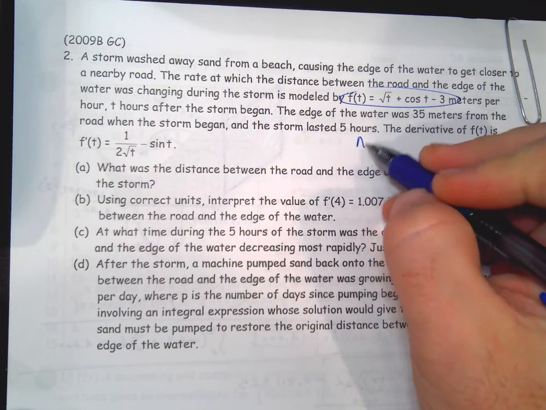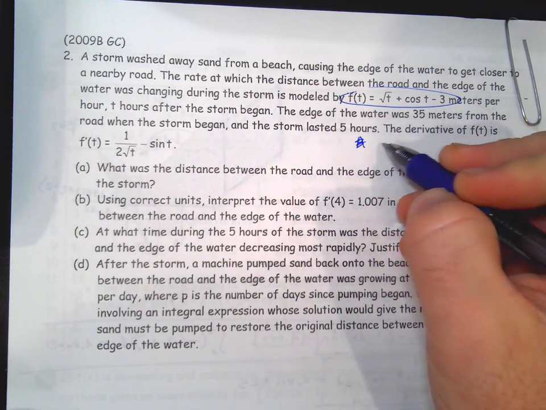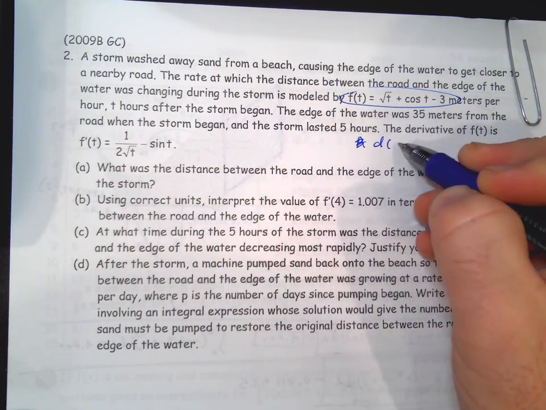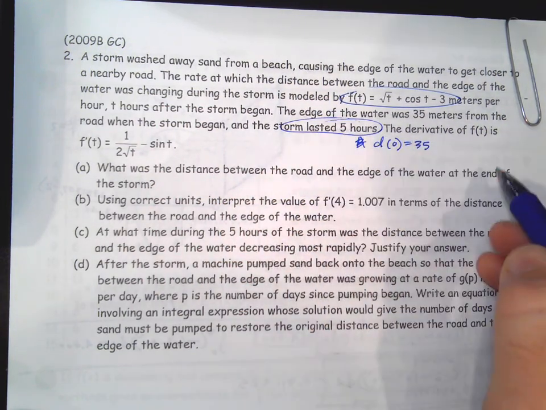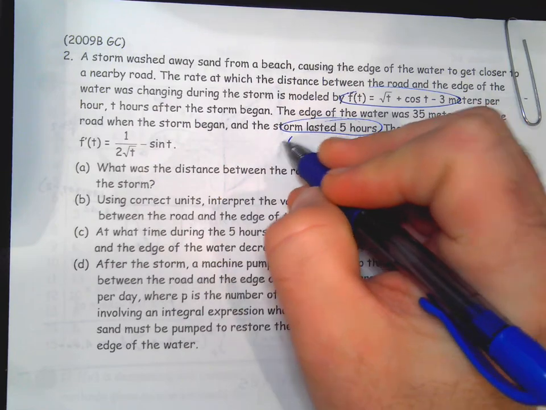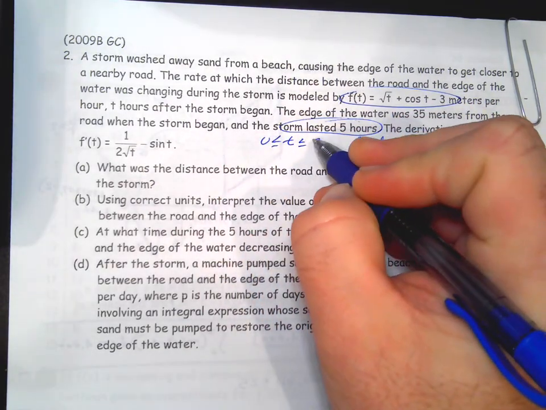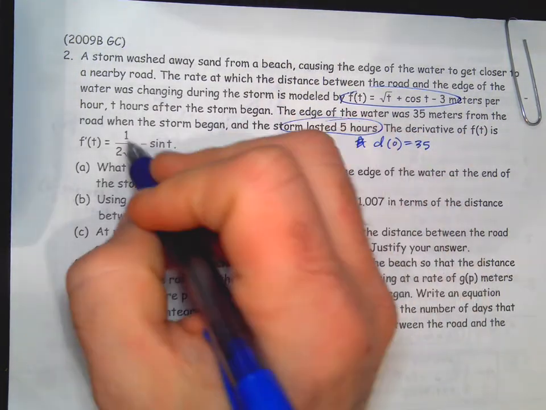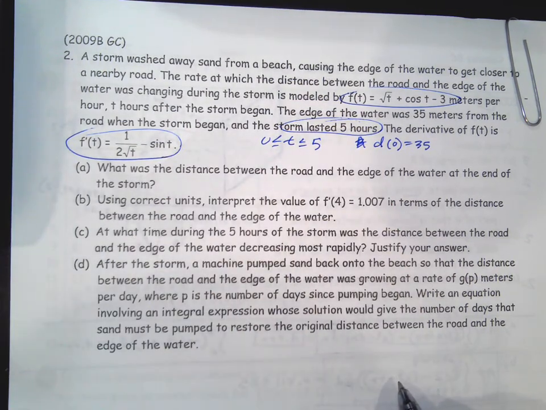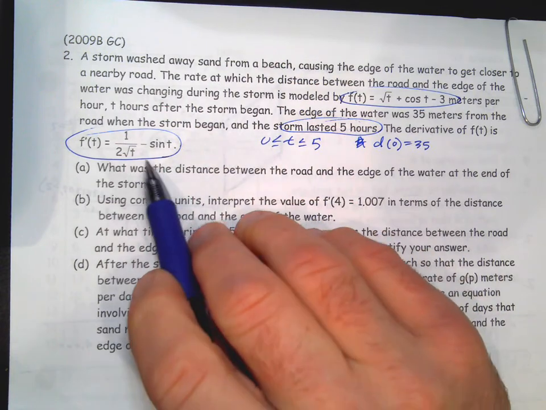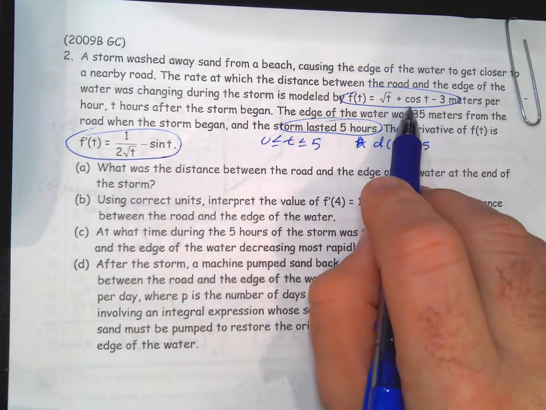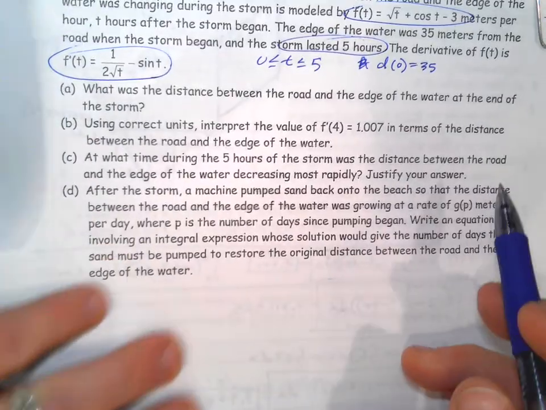So that'd be like the distance, we call it distance at time 0 was 35. The storm lasted 5 hours. So those are going to be endpoints. So t is 0 to 5. So we got a bunch of good information. And then they gave you the derivative. So they gave you the function, and then they gave you the derivative of it. We could have found that derivative ourselves, so whatever. That's nice, though. They gave it to us.